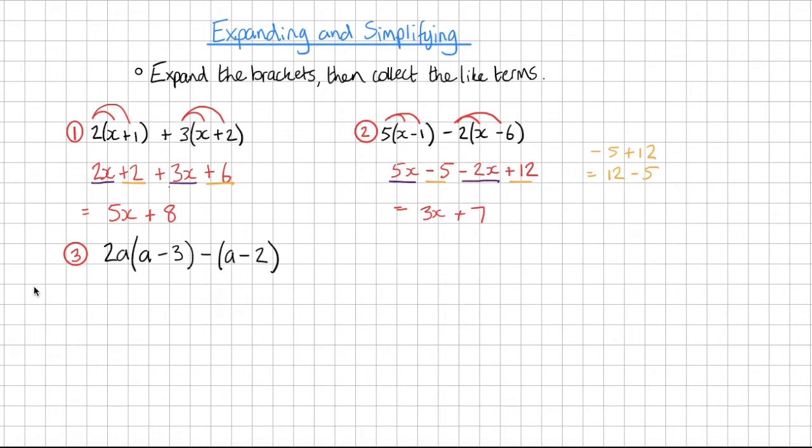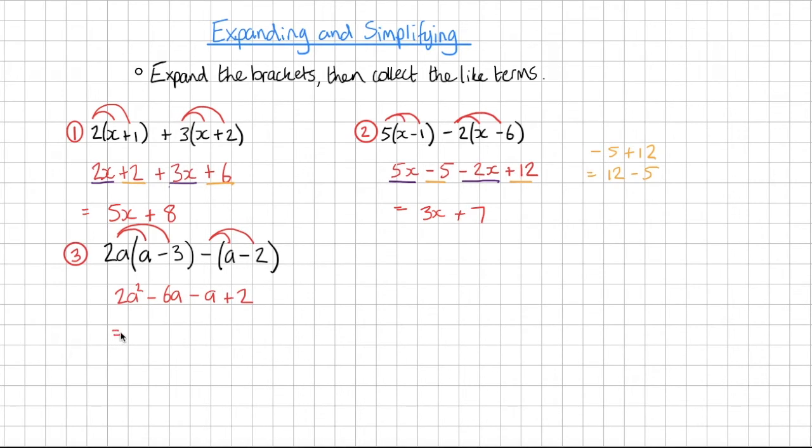It doesn't have to always be x, it can be other variables as well, such as a. So here we do exactly the same. We're going to multiply 2a by a, which is 2a squared. Then we've got 2a multiplied by negative 3, which is a negative 6a. Then if you remember, when you have the negative sign in front of a bracket, it's like doing negative 1 multiplied by everything inside the bracket, but we never usually write 1 in algebra. So we need to do negative 1 times a, which is negative a. Negative 1 times negative 2, again be careful, is positive 2.